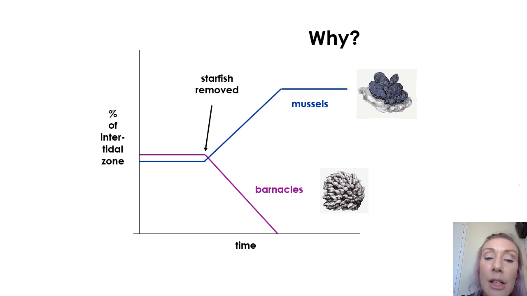They found that when you remove the starfish from the rocky shore, the numbers of the mussels went up. Maybe not surprising, you've removed their predator. But at the same time, the barnacle numbers declined until there were no barnacles on the shore. So my question to you now is, can you use your knowledge of biotic factors to explain why these two trends have happened? Have a go on some paper, pause me and come back.